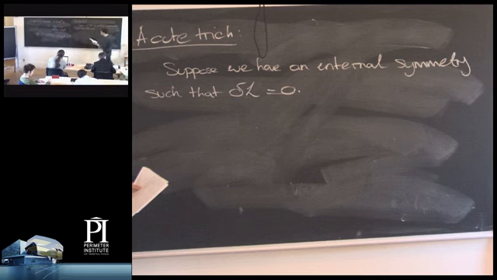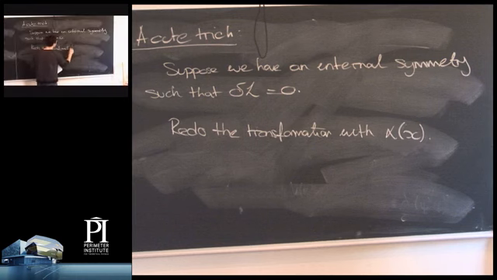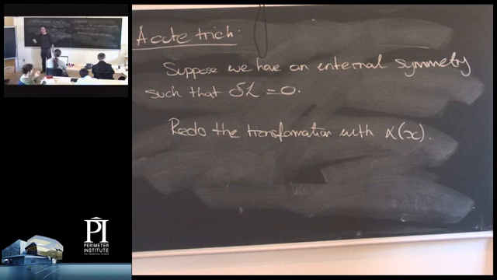So the trick is the following. We'll redo the transformation with alpha not now constant, but being a function of x. Okay? Just to stress, we're not promoting this symmetry to a gauge symmetry. For those of you who know about gauge symmetries, there's no gauge field floating around. We're just redoing the symmetry transformation, but with these parameters alpha now varying with x.